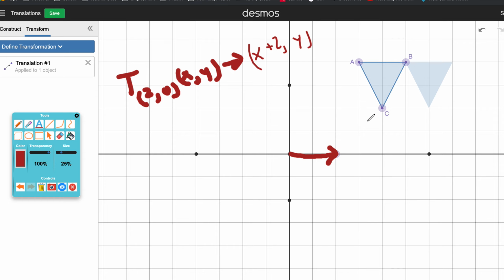So for instance, if I'm looking at the point C, because this would be C prime, C would be (4, 2). What is C prime? (6, 2). That is, the y value has not changed, but the x value has changed, right? So let's take a look at another example.